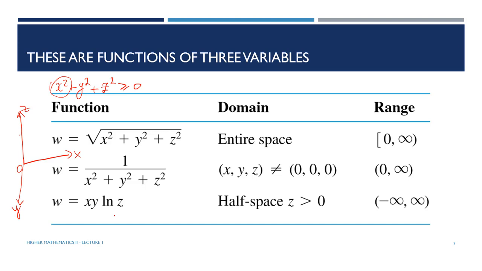The next one, xy times ln z. ln is the natural logarithm. What kind of numbers can I put instead of x? Any number. How about y? Also any number. How about z? You can choose any xy, but z should be greater than 0. So we have to take a number from this part of the space, not from that part. We can choose any x, any y, but only positive z.